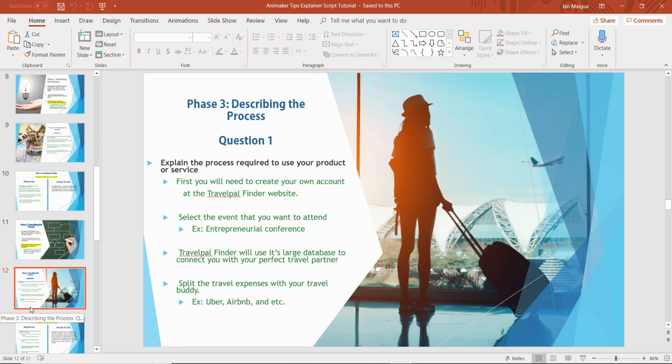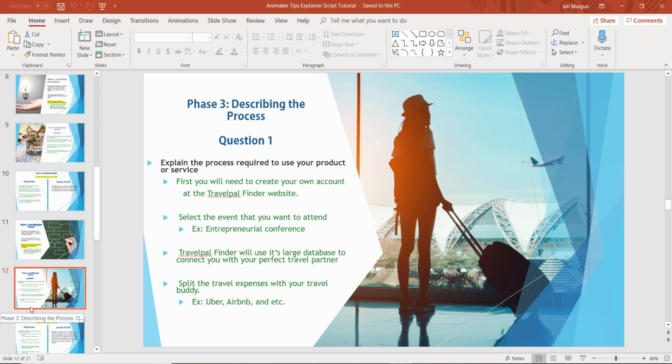Now, when I talked to Travel Pal Finder, they basically explained that there is an actual process that's required to use their system. The process first starts off with setting up an account at Travel Pal Finder. Then the person will select an event that they want to attend. After this, they're going to be connected with another person who's attending the same event, so that they can link up, and once they are linked up, they can split the travel expenses such as an Uber, Airbnb, and food and any other expense that you deal with whenever you're traveling.